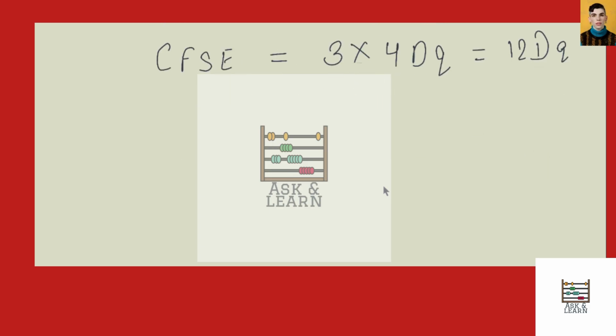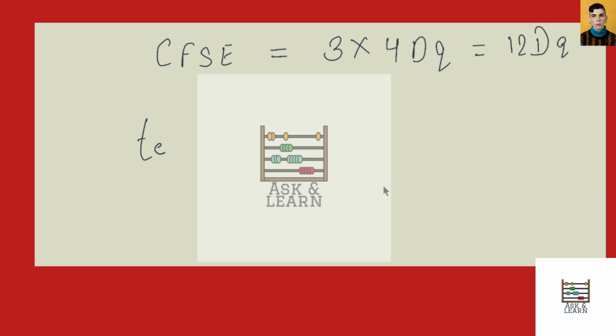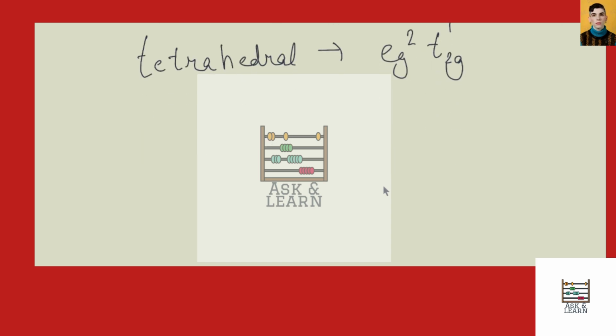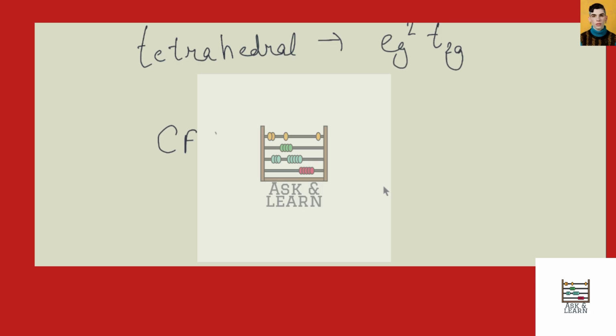Now if I draw the tetrahedral complex of this Cr3+, then the configuration would become e2 and t2 1. So if I now calculate the crystal field stabilization energy, it comes out to be 2 times 6 Dq, because in e there it is 6, and 1 times 4 Dq. So in total it comes out to be 8 Dq.